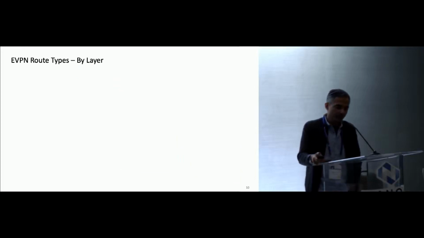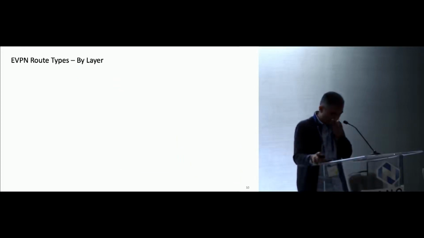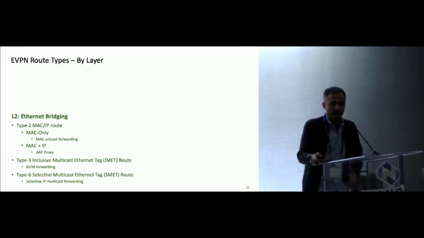So we talk about route types first by layer. EVPN has some route types for L2. Type 2 MAC IP routes are unicast specifically. There's MAC only and MAC plus IP routes.